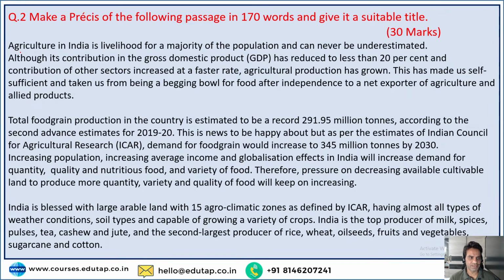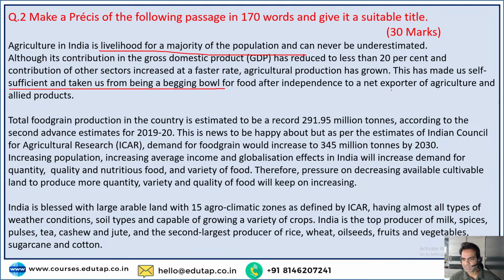So agriculture in India is livelihood for a majority of population and can never be underestimated. Although its contribution in the gross domestic product has reduced to less than 20%, and contribution of other sectors increased at a faster rate, agricultural production has grown. This has made us self-sufficient and taken us from being a begging bowl for food after independence to a net exporter of agriculture and allied products.